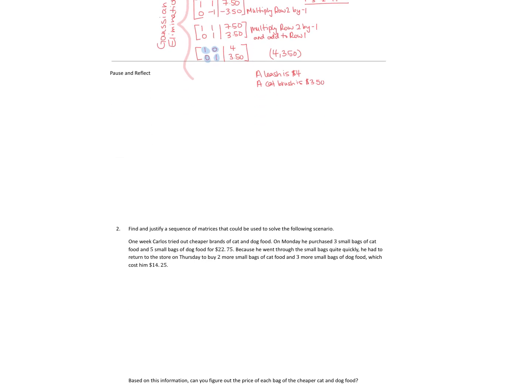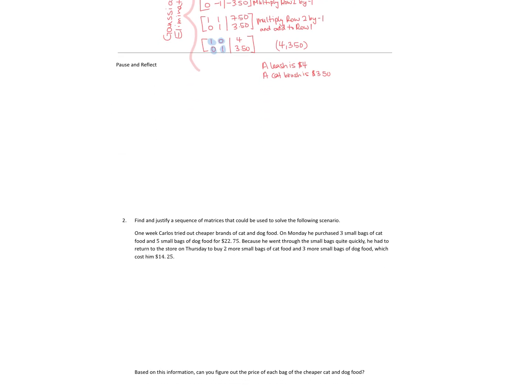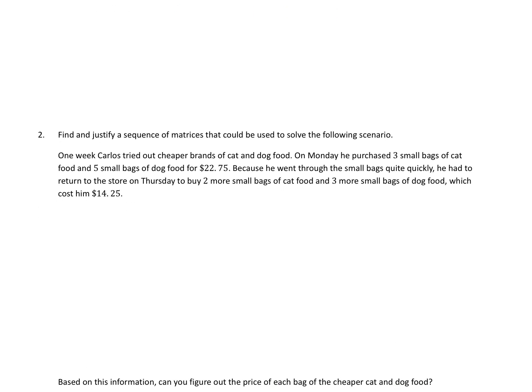It says, find and justify a sequence of matrices that can be used to solve the following scenario. It says, one week, Carlos tried out cheaper brands of cat and dog food. On Monday, he purchased 3 small bags of cat food and 5 small bags of dog food for $22.75. Because he went through the small bags quite quickly, he had to return to the store on Thursday to buy 2 more small bags of cat food and 3 more small bags of dog food, which was $14.25.